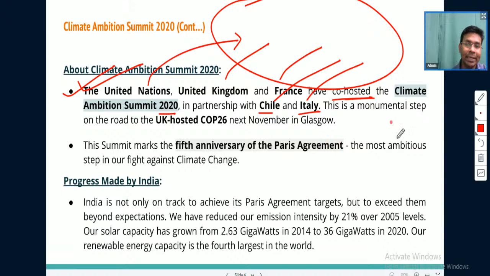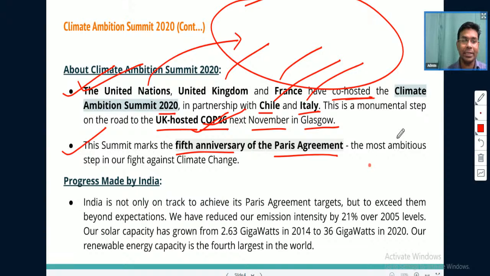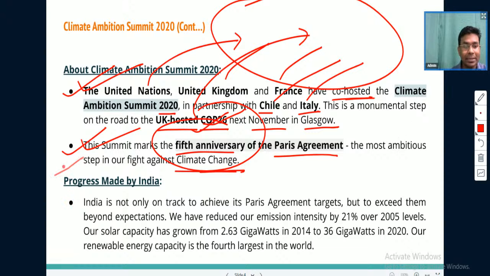And this is a monumental step on the road to the United Kingdom-hosted COP26 next November in Glasgow. We will understand how it is associated with the Conference of Parties. This summit marks the 5th anniversary of the Paris Agreement. The Paris Agreement is considered the most ambitious step in our fight against climate change. This summit marks the 5th anniversary, meaning it has been 5 years since the adoption of the Paris Agreement. So what progress has been made by India in mitigating climate change, and what are the efforts made by India?